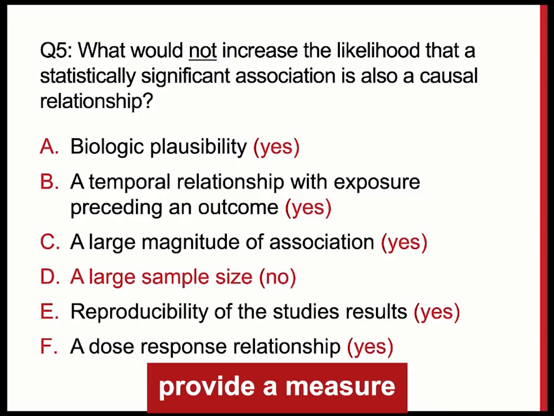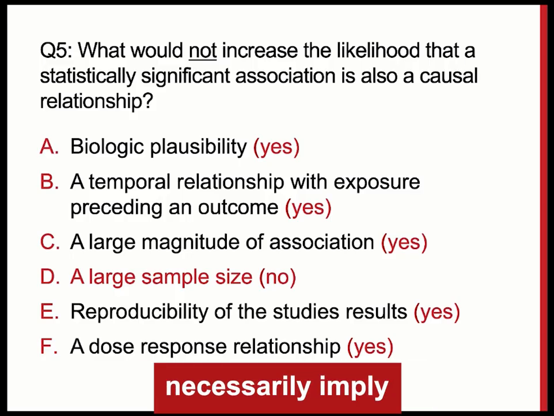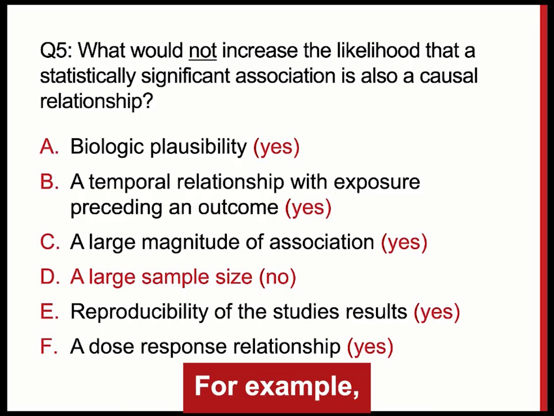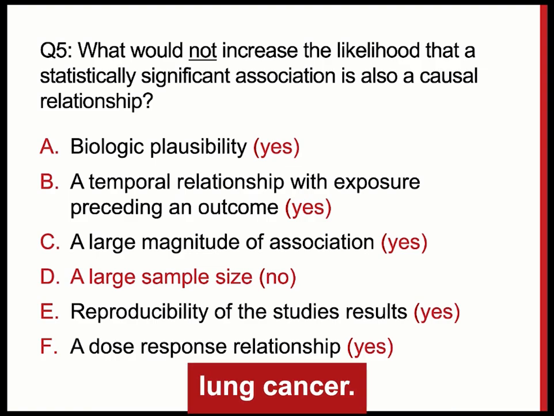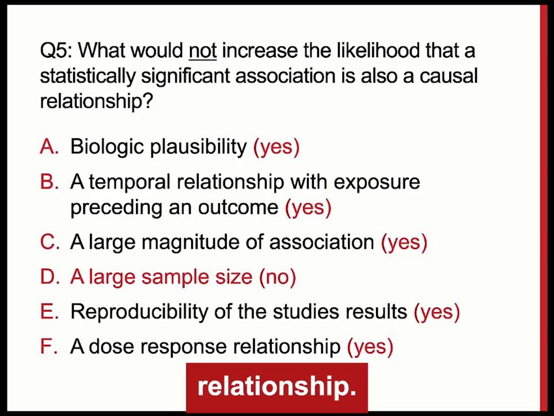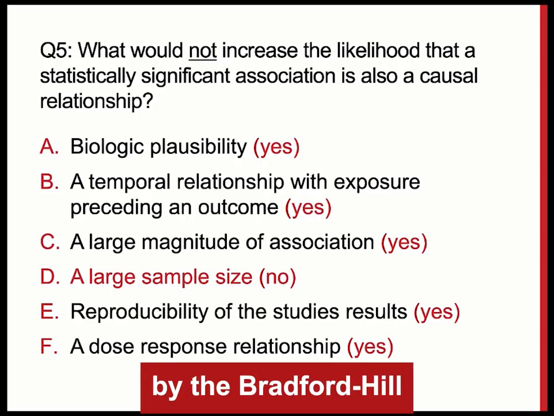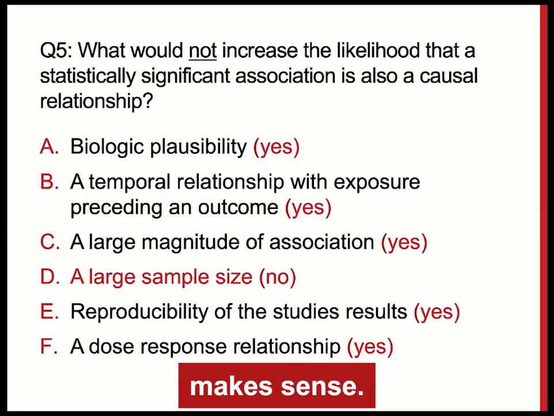Observational studies provide a measure of association, but a statistical association does not necessarily imply a causal relationship. For example, carrying matches or a lighter is associated with lung cancer, but matches and lighters are not the cause of lung cancer. There are a number of factors that increase the likelihood that an association is a causal relationship. This is defined by the Bradford Hill criteria. Biologic plausibility means that the science makes sense.